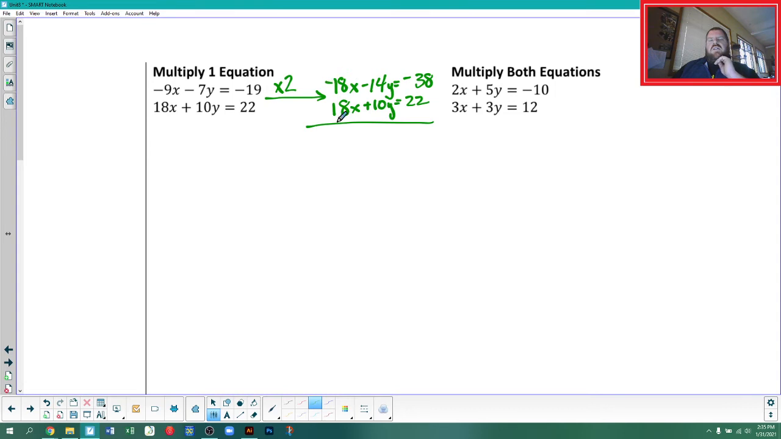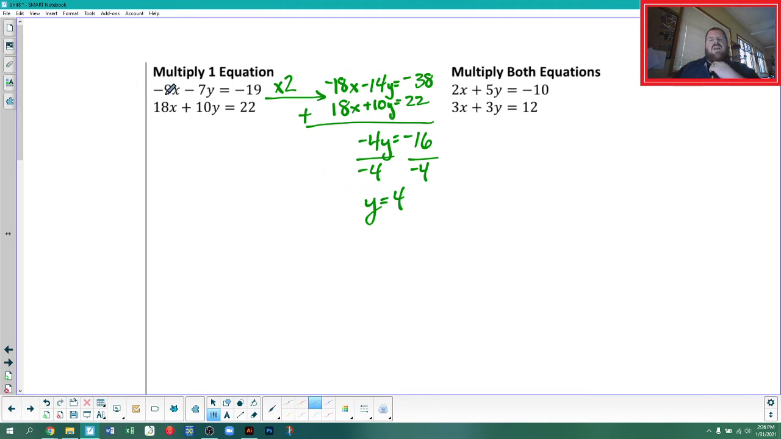And now since I have opposites, if I add, those will cancel out. Negative 18 plus 18 is 0. Negative 14 plus 10 is negative 4y. And negative 38 plus 22 is negative 16. Divide by negative 4. And y is going to equal 4. That's great. We have y.